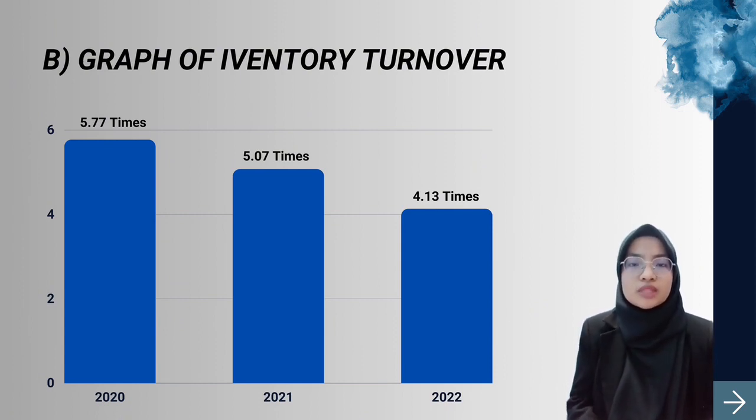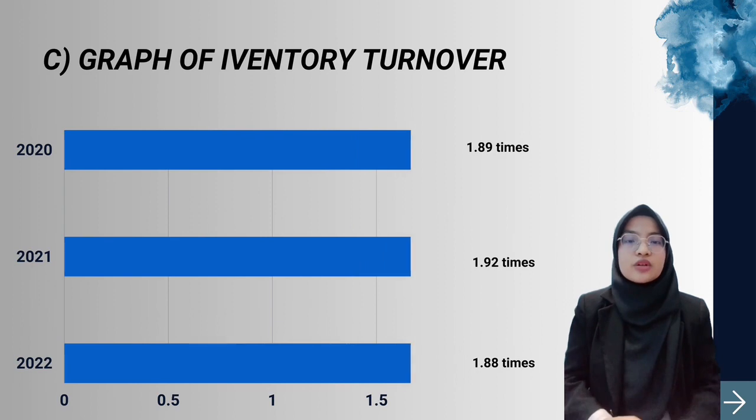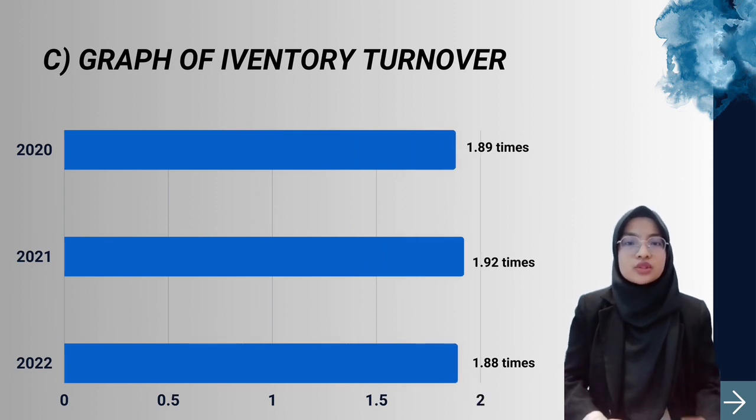So, I think the company must promote the goods so that customers will be more interested in buying them. Third is the total asset turnover. As you all can see from the data graph, it does not show much difference between 2020 and 2022. My suggestion is that the company should analyze the assets used to increase the productivity of each asset in the company.